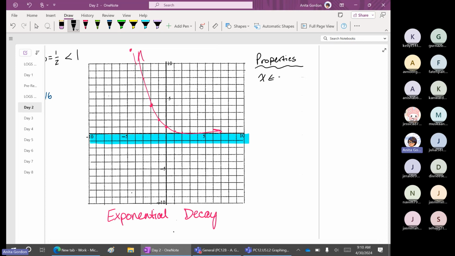My domain is still all reals. My range is still greater than 0. Oops, gotta fix that R, sorry, there we go. Everything else is pretty much the same, right? I still have a y-intercept at 0, 1. I still don't have any x-intercepts. I still have a horizontal asymptote at y equals 0. All same as the above.